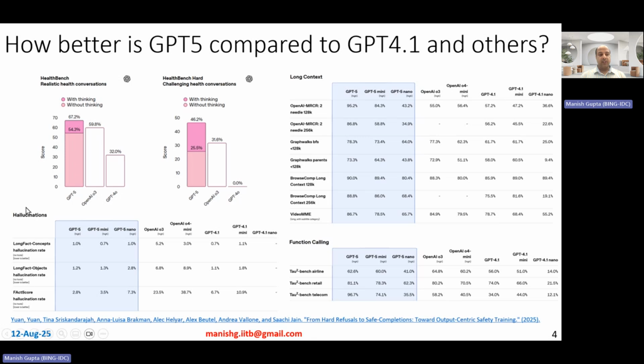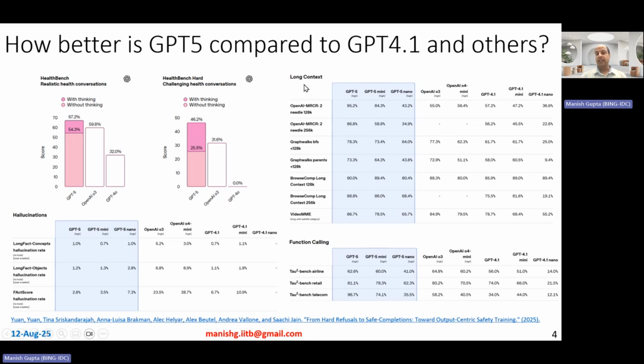From a hallucination perspective, again, hallucination is measured mainly on LongFact and FActScore benchmark datasets. And as you can observe, GPT-5 has a very small percentage of hallucination rates compared to other models on both of those benchmarks.